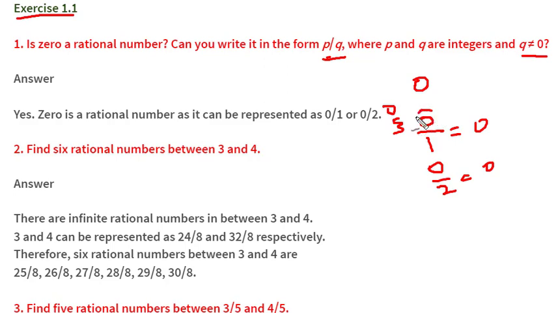Now these are in the form of p by q. What is this p by q? Both p and q should be integers and q is not 0. So here you see p is 0, and you remember integers.